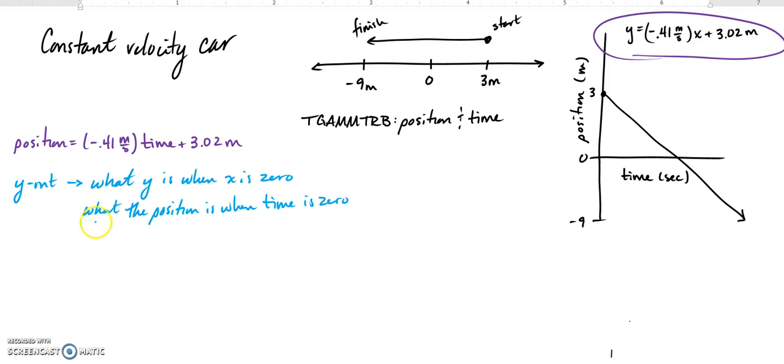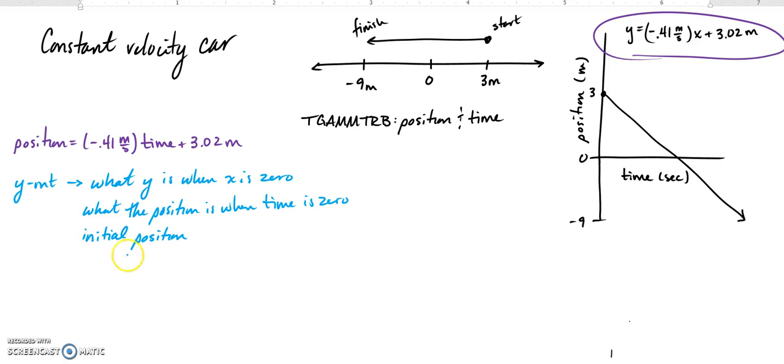So I'm going to call this my initial position. Now you could have called it your starting position or your starting location. That's all fine. But in physics, we use the words initial position.